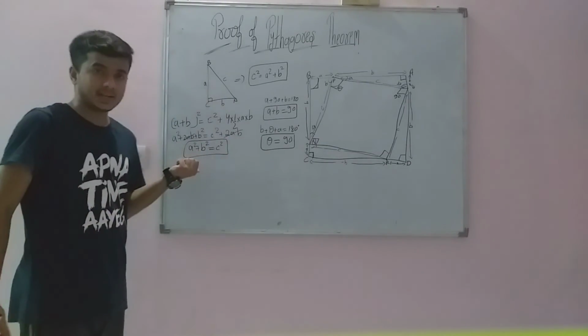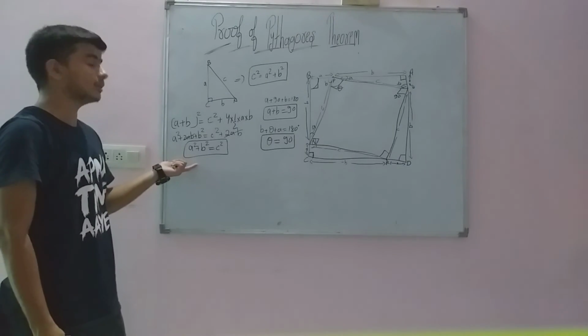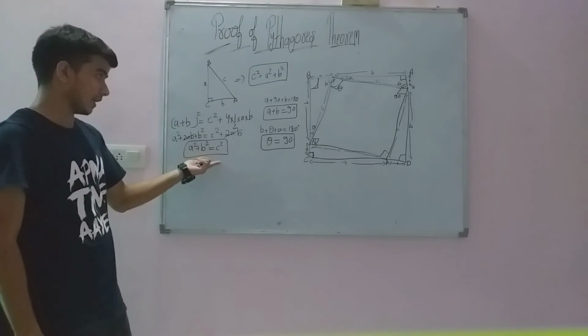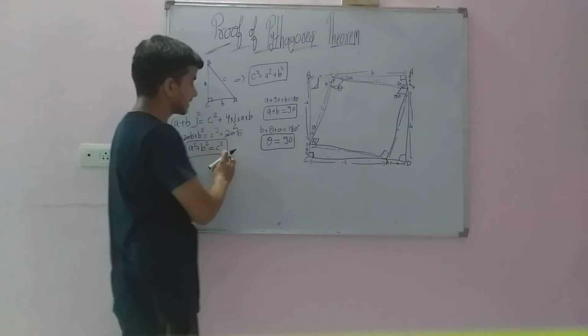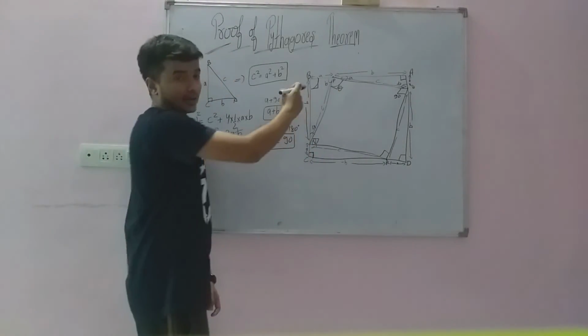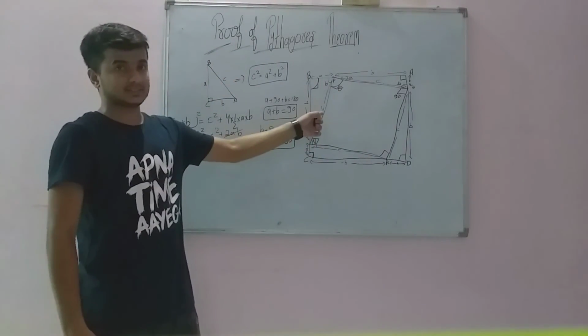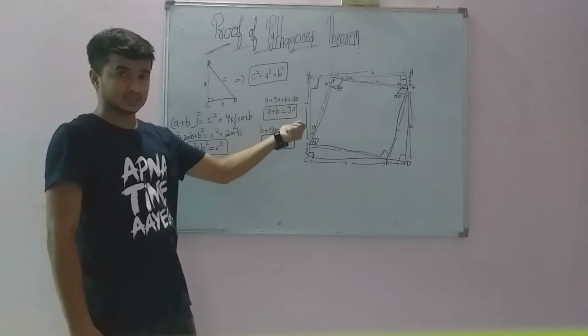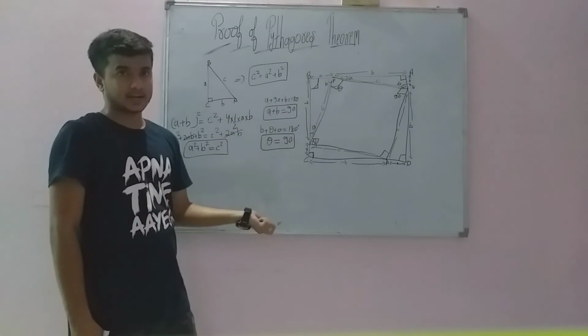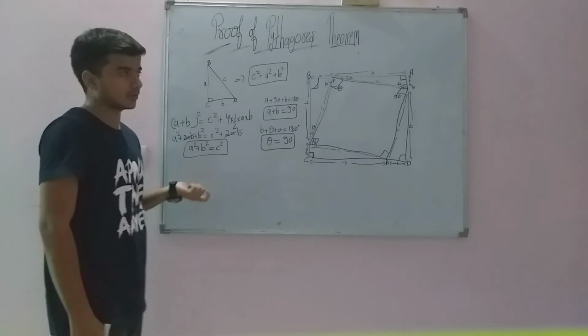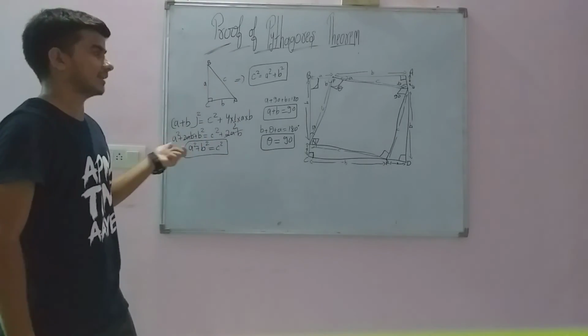So on equating the area, we get A square plus B square is equal to C square. And what it tells us is that in a right angle triangle, the square of the hypotenuse, that is C square, is equal to the sum of the squares of the other two sides, which is our Pythagoras statement. So here we proved the Pythagoras statement.